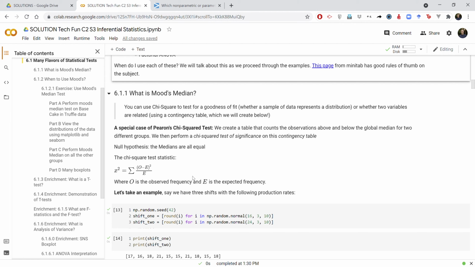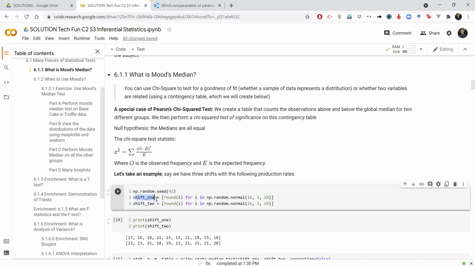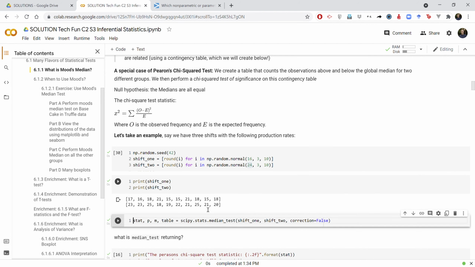Let's take an example. All right, let's pretend we have 2 different shifts of workers, shift 1 and shift 2. I'm going to make up some data around their performance for creating products. Let's pretend the units in this are in kilograms per minute. All right, we're just making this up, kilograms per minute. Shift 1 is going to be drawn from a normal distribution centered around 16 with a standard deviation of 3, and shift 2 will be drawn from a normal distribution with a mean of 24. And we have our two data groups here.